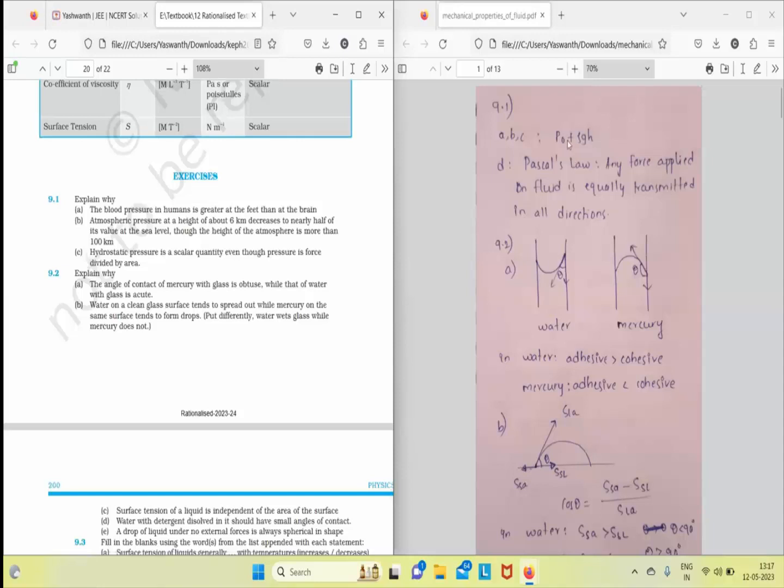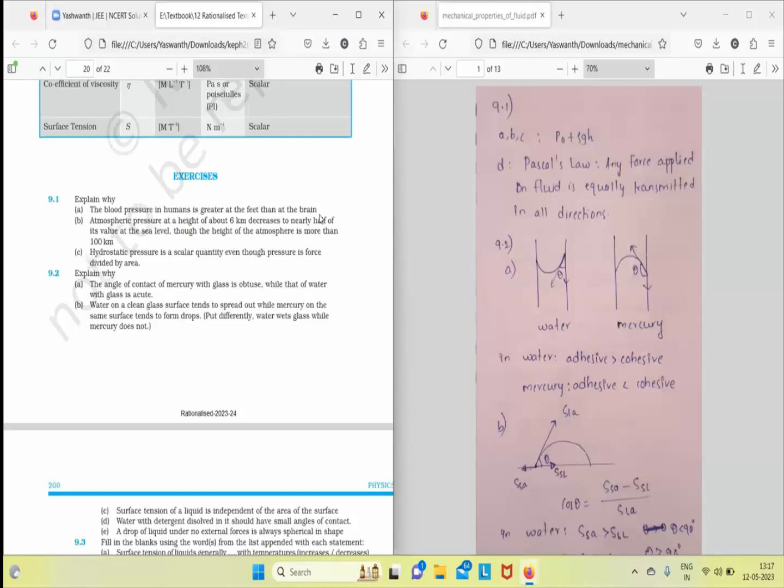This is due to the increase in pressure with depth. The pressure is related to height via the formula P equals P naught plus rho g h. Say you have two points, one above the other, and the distance between them is h in the vertical direction. When you move from the upper point towards the lower point, the pressure increases by the term rho g h. This is why the pressure at our feet is greater than at the brain, because our feet are lower in height when compared to the brain.